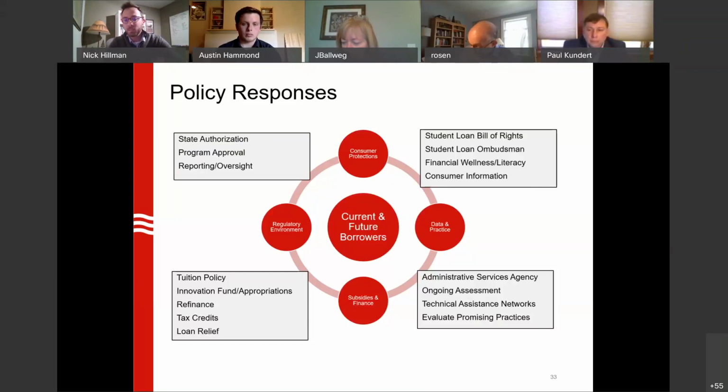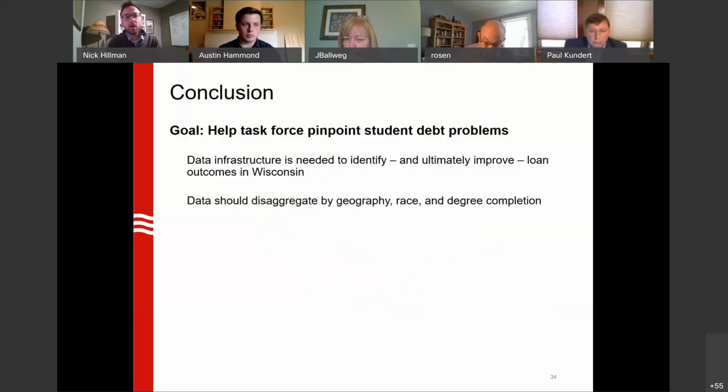Hopefully that gives you some ideas to work with. Maybe you chop some of these off, maybe you don't like these ideas. You can certainly add to them, but hopefully this helps the task force frame their thinking. And so here's a quick conclusion. Hopefully I've not sped through this too quickly, but if the goal here is to just help the task force pinpoint some problems, then I think these are some takeaways.